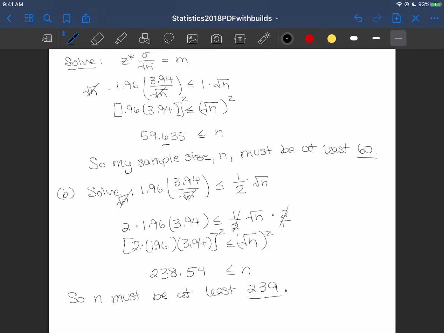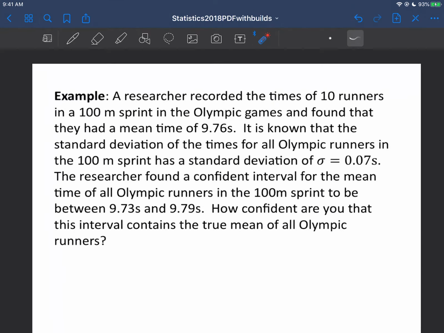All right, now look at this for a second. In part A, I wanted a margin of error less than or equal to 1. And in part B, I just wanted to cut that margin of error in half. Notice that to cut my margin of error in half, I had to take my sample size, which was 60, and basically quadruple it, right? 60 times 4 would be 240. So cutting my margin of error in half means that I have to quadruple my sample size, which in practice might be really difficult, right? Or really expensive.